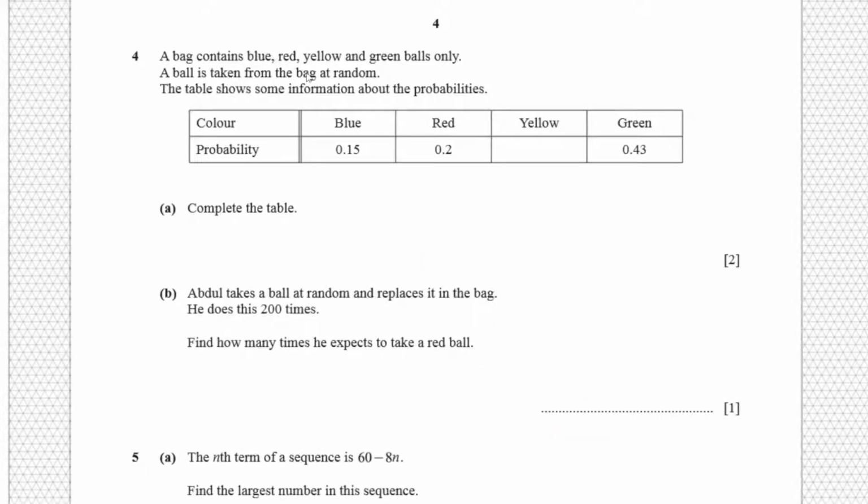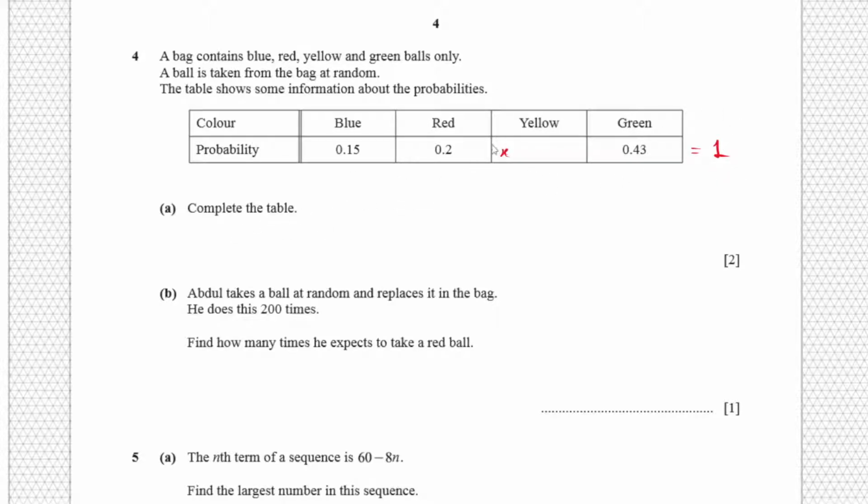A bag contains blue, red, yellow, and green balls only. So these are the total possibilities. We can either get a blue, red, yellow, green. No other possibilities, right? A ball is taken from the bag at random. The table shows some information about the probabilities. So we have probability of getting a blue, red, green, but yellow is missing. We can say that's X for now. Complete the table. We know that it has to equal 1 when we add them up. The total must be 1. If these are all the possibilities, they must equal 1.